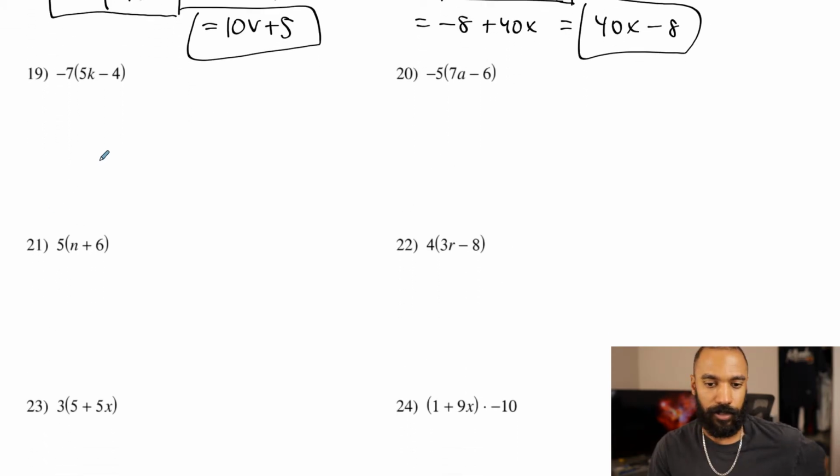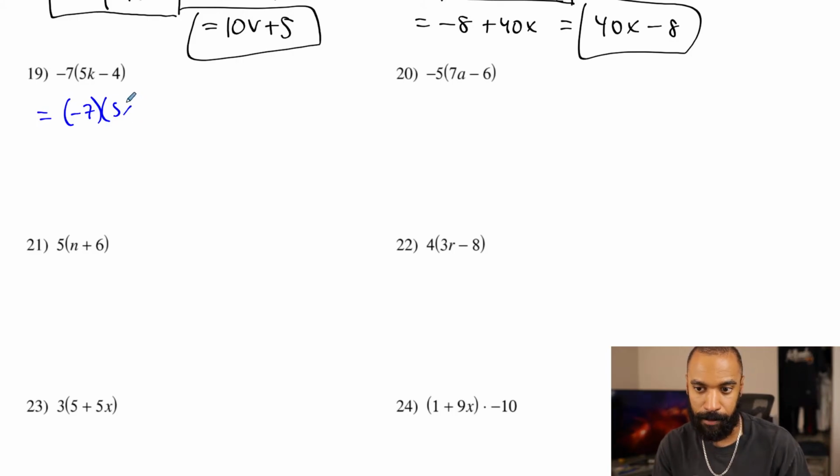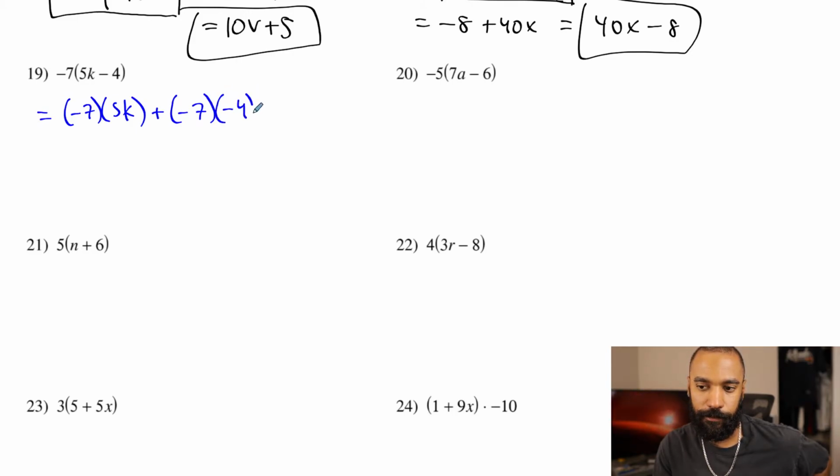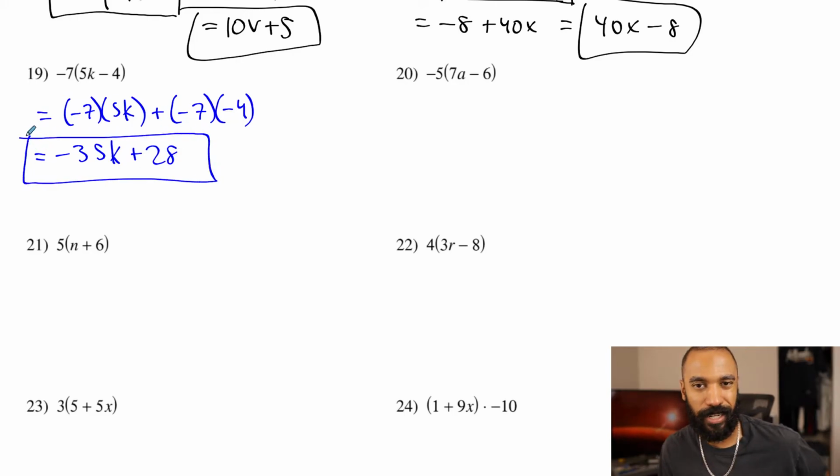6 more problems. Is that okay? Push it a little bit longer. Negative 7 times, let's do the old-fashioned way, negative 7 times 5k. I said k, but I wrote x. Negative 7 times 5k plus negative 7 times negative 4, right? That's negative 35k. I almost wrote an x again. Plus 28. I've written a lot of x's recently. I'm just kind of used to it.